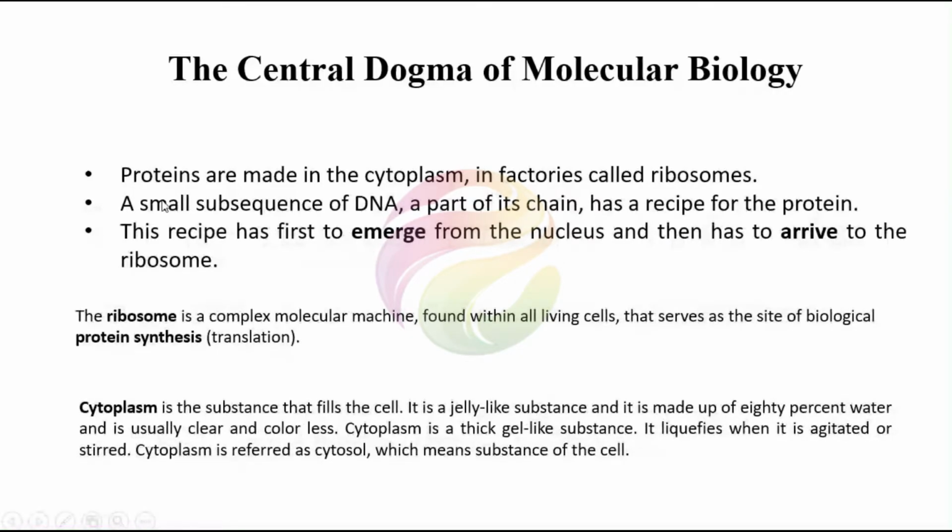Okay, as we know that DNA जो है वो न्यूक्लियस में होता है. न्यूक्लियस में हमारे पास DNA है. DNA is transforming into RNA. When it becomes a messenger RNA, it emerges out of the nucleus and then has to arrive at the ribosome. So ribosome is a complex molecular machine found within all living cells that serves as the site of biological protein synthesis, and that process is called translation.